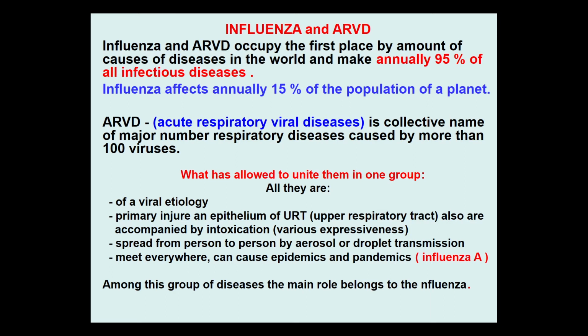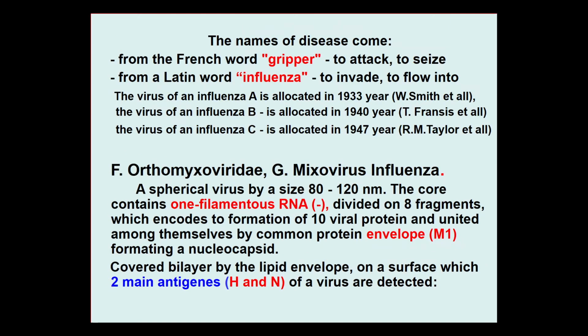Acute respiratory viral diseases, or ARVD, is a collective name of a major number of respiratory diseases caused by more than 100 viruses. What has allowed us to unite them in one group? All of them are of viral etiology, with primary injury of the epithelium of the upper respiratory tract, are accompanied by intoxication of varying expressiveness, spread from person to person by aerosol or droplet transmission, meet everywhere, and can cause epidemics and pandemics. You could talk about influenza A or COVID-19. Among this group of diseases, the main role belongs to influenza, or belonged.